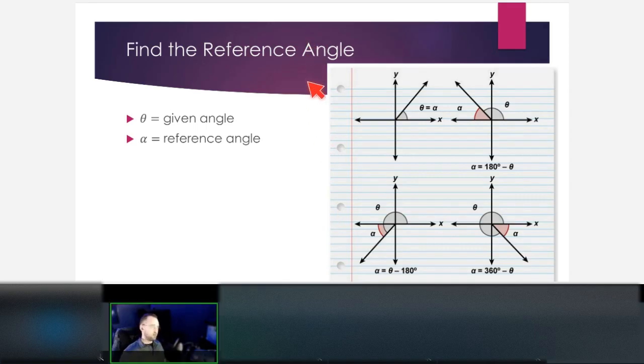All right, this page is also important. This tells you how to calculate the reference angle. And if you have a picture, it kind of makes sense. In quadrant 1, the given angle theta and the reference angle alpha are the same. There's no math needed. But in quadrant 2, the formula is alpha equals 180 degrees, which is a half rotation, minus the given angle theta. That kind of makes sense, I hope. Everyone doing good so far?